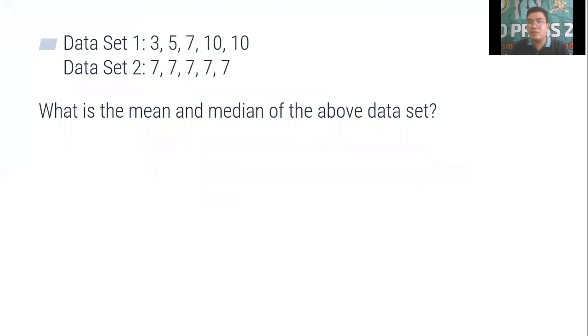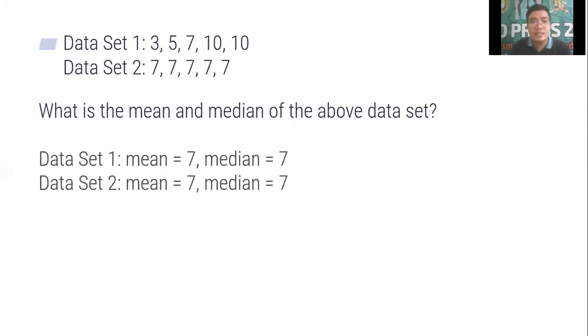Now, for example, you have the following data set: 3, 5, 7, 10, 10. And data set 2 is 7, 7, 7, 7, 7. What is the mean and the median of the above data sets? In the first data set, 3, 5, 7, 10, 10, the mean is, when we add 3 and 5, 8, plus 7 is 15, plus 10 is 25, plus 10 is 35. When you divide this by 5, it will give you a mean of 7. And the median here is 7, because it is already arranged from least to greatest, and the middle term is 7.